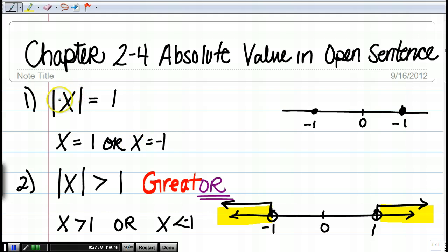Because if I have the absolute value of x equals 1, you have to ask yourself, what can I plug in for x to get 1? Well, you can plug in 1 and you'll get 1, or you can plug in -1 and you're still going to get 1 because it's in absolute values. So you would have 2 different answers, 1 and -1.